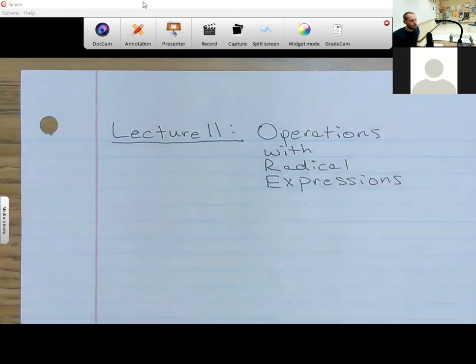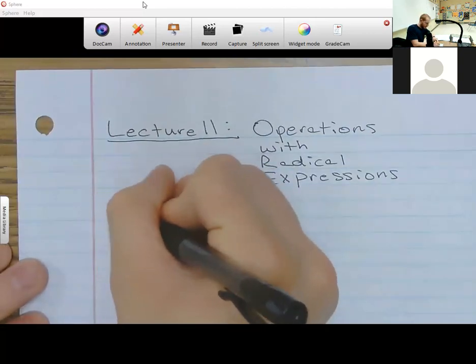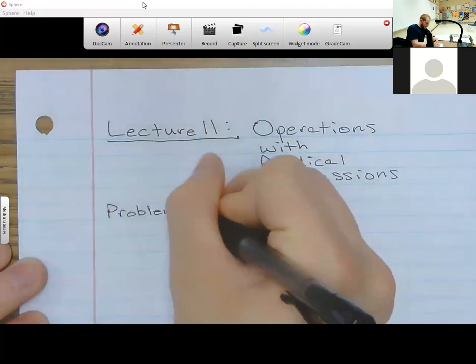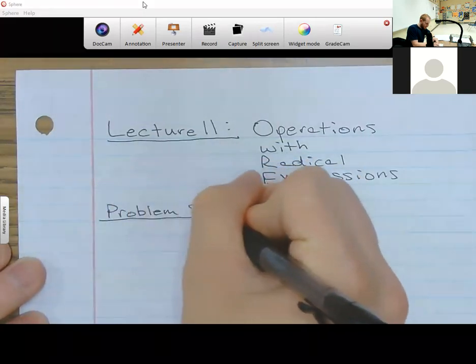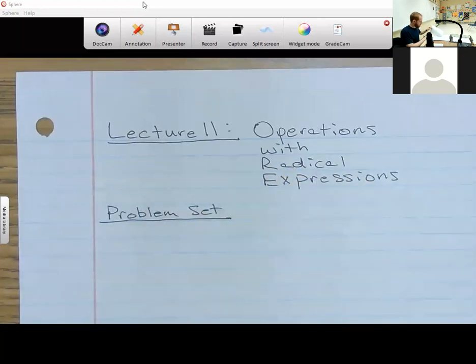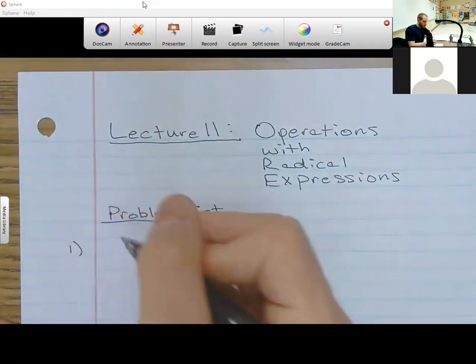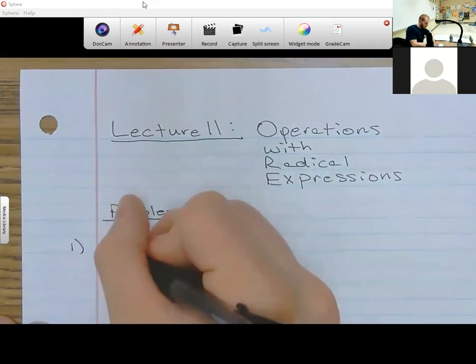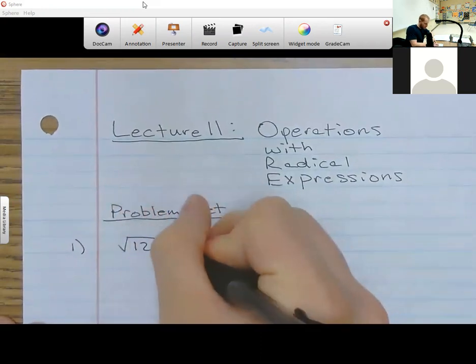Okay, so for this lecture, what we're going to be doing is adding, subtracting, multiplying, and dividing. And I only have a few minutes left, so I'm just going to do one of each. How about that? Let's look at the problem sets. In the problem sets, we're going to do number 1 together. Number 1 says square root of 12 plus square root of 3.